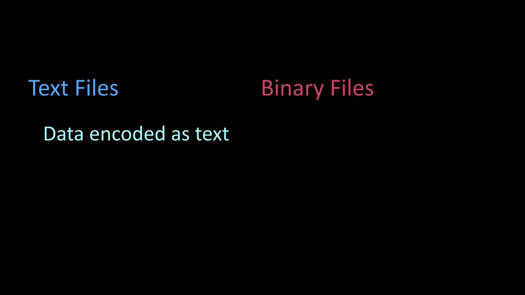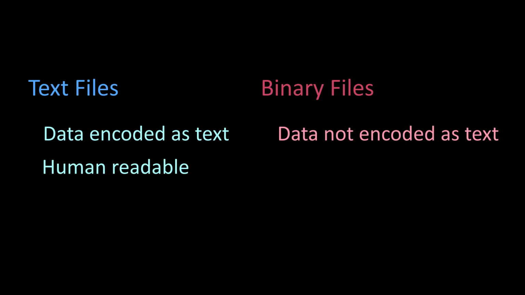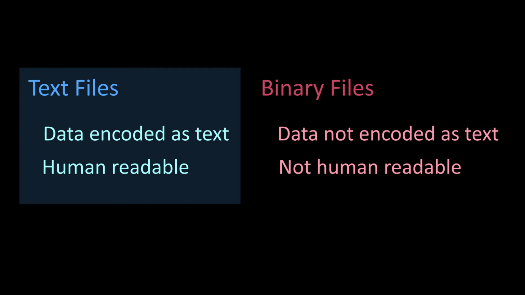There are two types of files, text and binary. A text file contains data that has been encoded as text, therefore human readable, while a binary file contains data that has not been converted to text, therefore not human readable. We will be discussing text files. However, everything you learn here also applies to a binary file.